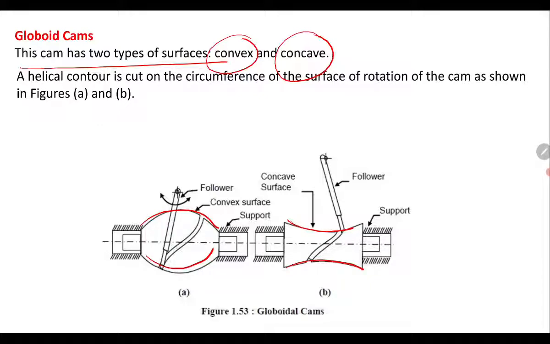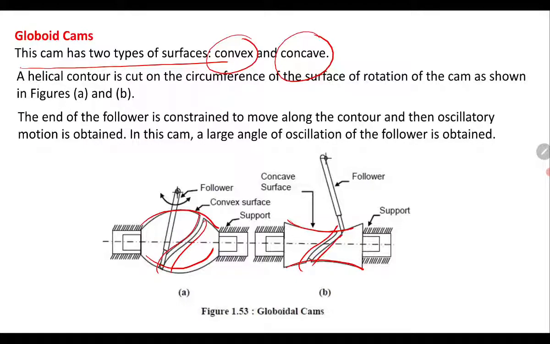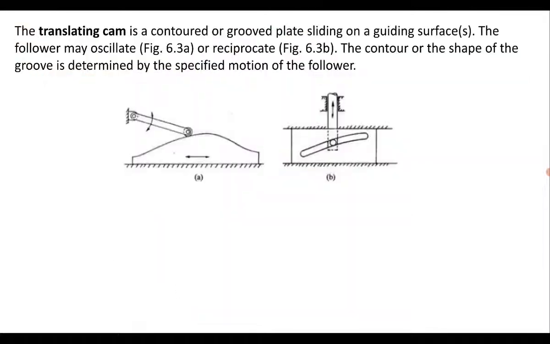So the helical contour is available here. In both the figures you will see the structure. The end of the follower is constrained to move along the contour and then oscillatory motion is obtained. In this cam, a large angle of oscillation of the follower is obtained.